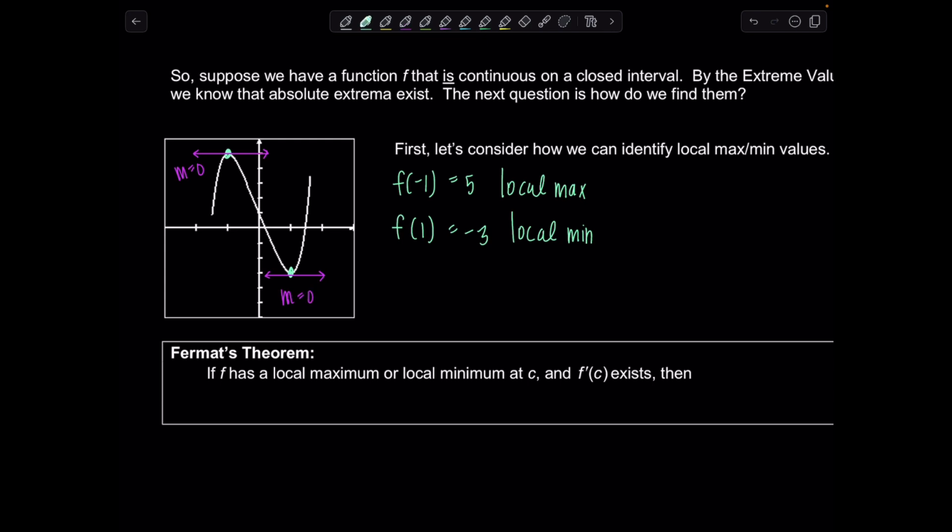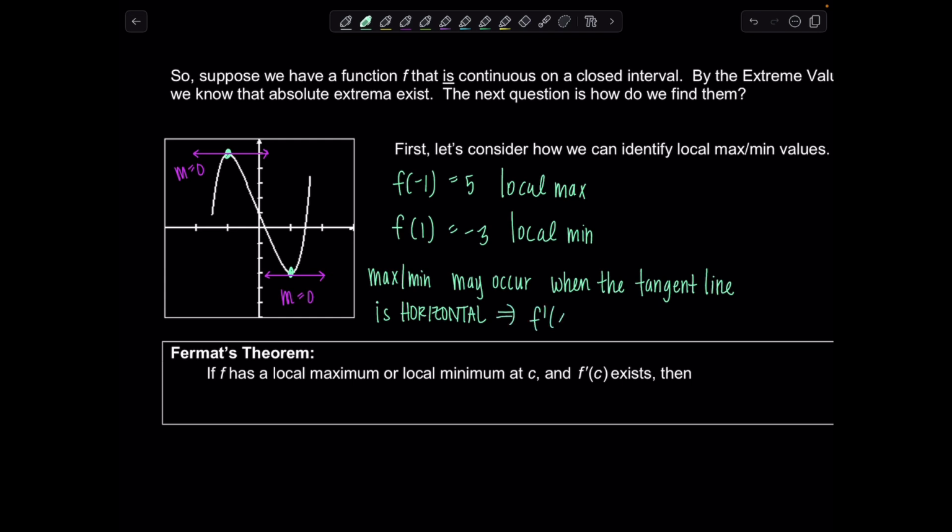So observe, a max or a min, doesn't matter, may occur when the tangent line is horizontal. Yes, bingo. Horizontal. Horizontal tangent line means f prime of x is equal to 0.